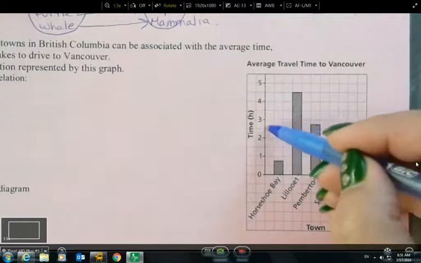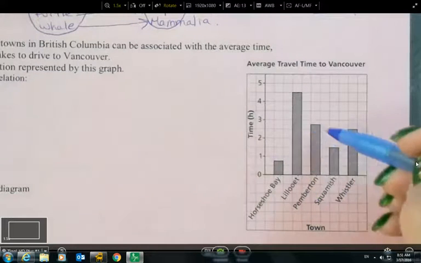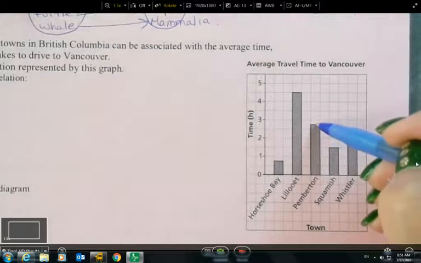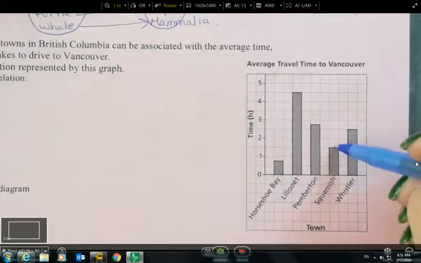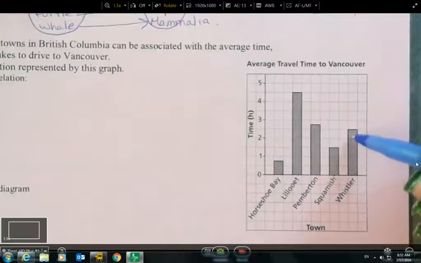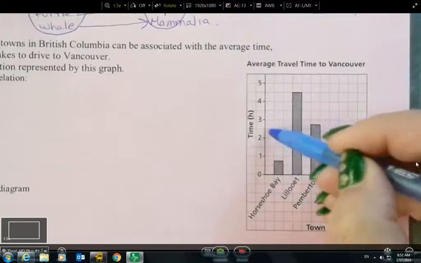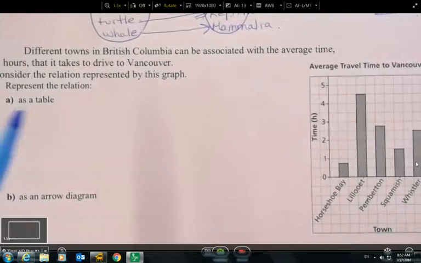In Pemberton, you look up here, you look across, so 2 hours and 45 minutes or 2.75 hours. And Squamish, an hour and a half. And then Whistler, how long does it take? So 2.5 hours. Okay, so now in this first part it says, represent this relation as a table.